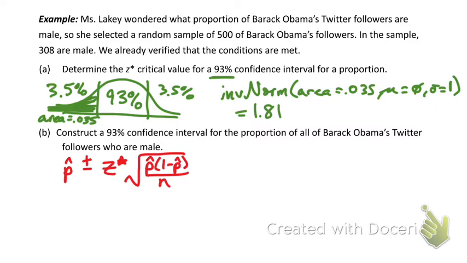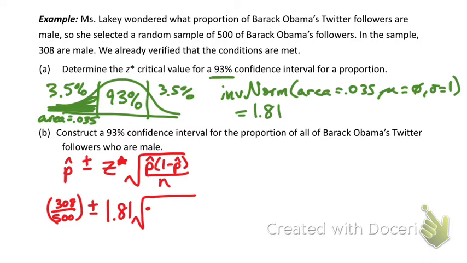So let's do that. P hat is the sample proportion of male followers, 308 out of 500. Plus or minus your z-star critical value for 93% we just found, that's 1.81, times the square root of, all right, guess what? P hat is a fraction at this moment, but I don't like fractions underneath a square root sign. So I think it would be nice to find out what 308 divided by 500 is as a decimal.